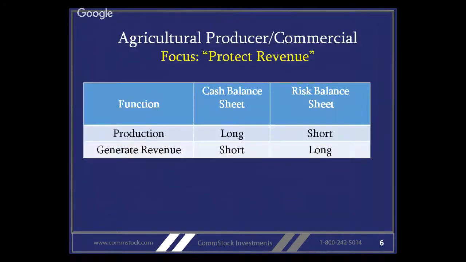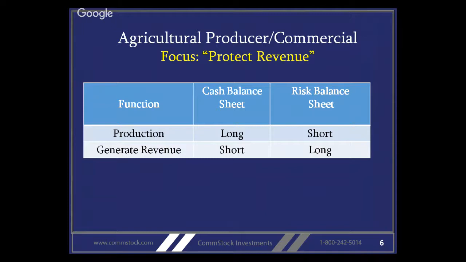So let's look at an agriculture producer, and it doesn't have to be an agriculture producer. It can be a commercial producer of everything. You're producing a product, and as a result of that, you're ultimately going to sell that product. So you're very sensitive on the revenue side. So your objective on the balance sheet, on the cash versus the risk balance sheet, is to protect your revenue side, to protect that product sales price or ultimate eventual sales price from reducing down to a point where it starts to impact your P&L.